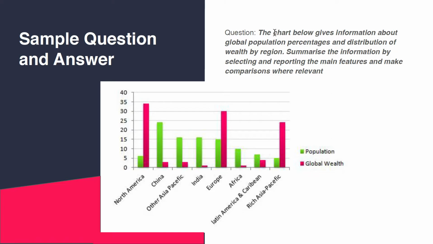If you take a pencil or a highlighter, chart. We can think of synonyms for chart. We could call it graph, bar graph, visuals, anything like that. Information, we can change that for data.